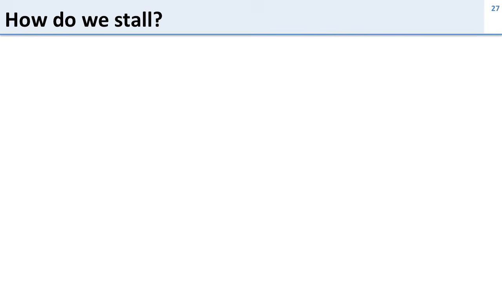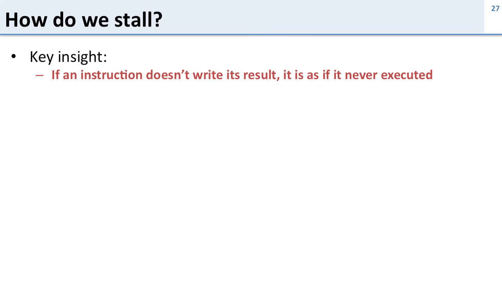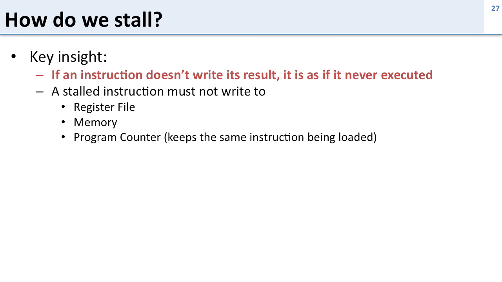Now, we need to stall the pipeline to deal with these hazards. We need to wait until the data is available for things where the data isn't available on time. And how do we do that? Well, we mentioned this a little bit earlier. The key insight is if an instruction doesn't write its result, it's as if it never executed. So a stalled instruction needs to avoid writing to the register file, writing to memory, or updating the program counter.